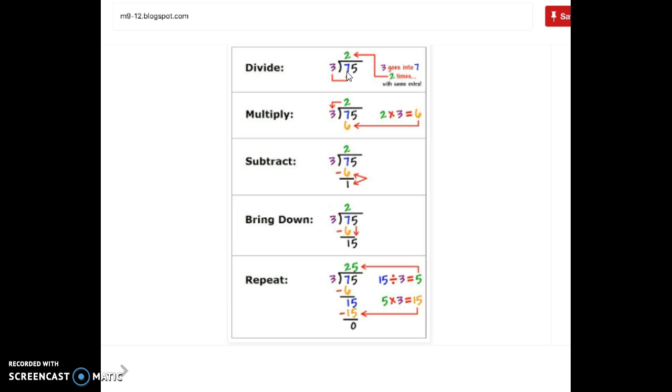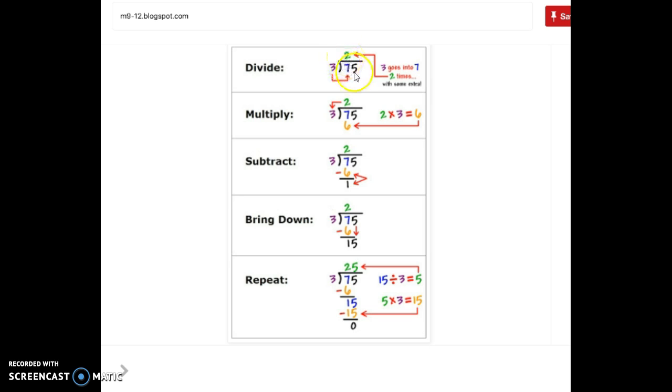So if we think about our multiplication facts, we know that 3 times 2 is 6. We couldn't go any higher because 3 times 3 would be 9. So we're going to use 3 times 2. So we're going to put our 2 over the 7, which is in the tens place, and then we're going to multiply 3 times 2.